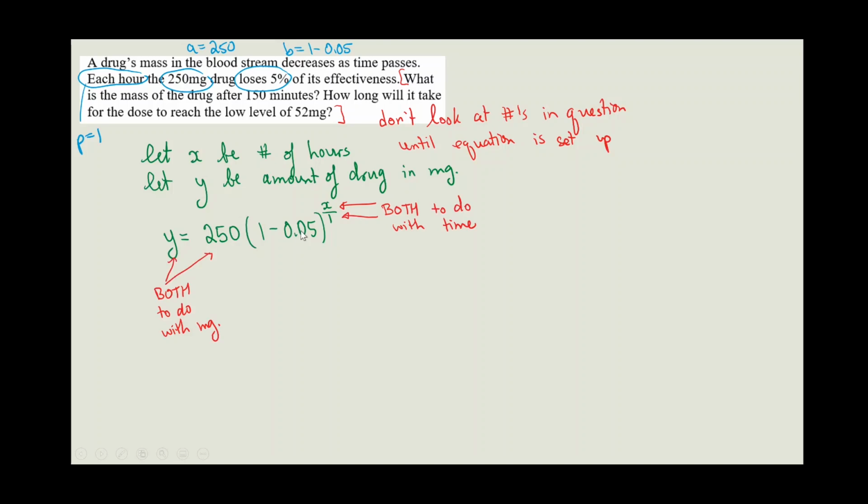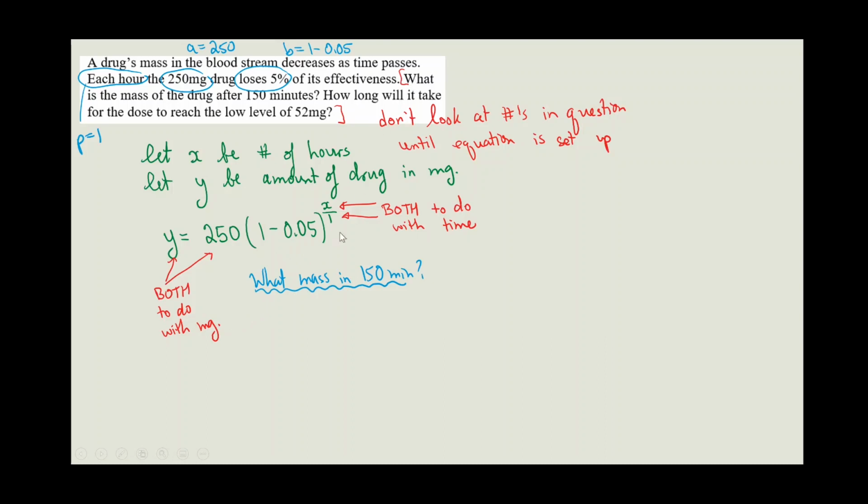But here is my note. The confusion sometimes comes in, where do I put what? So in the exponent, the x and the p, they both have something to do with time. And then the output over here is the final amount, and this is usually the initial amount. So both of these will be in terms of milligrams. So let's continue on with the actual question.